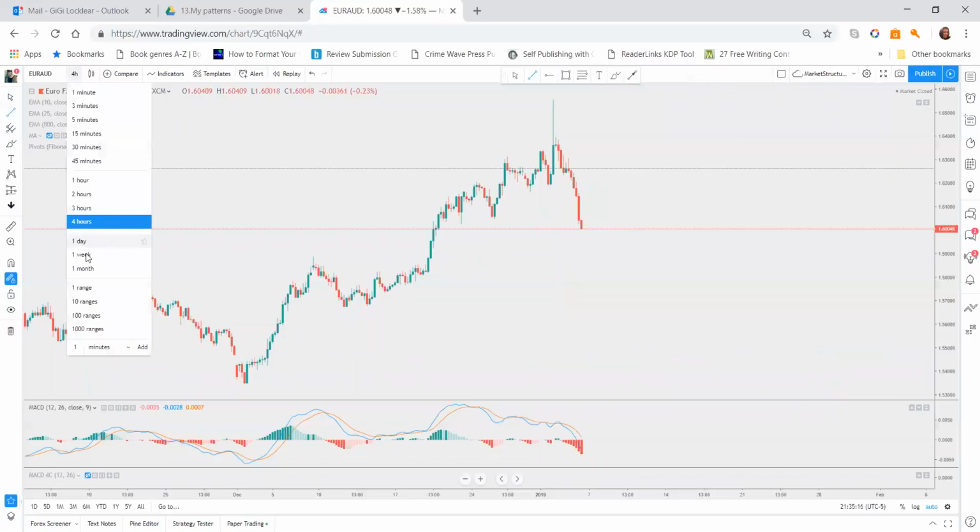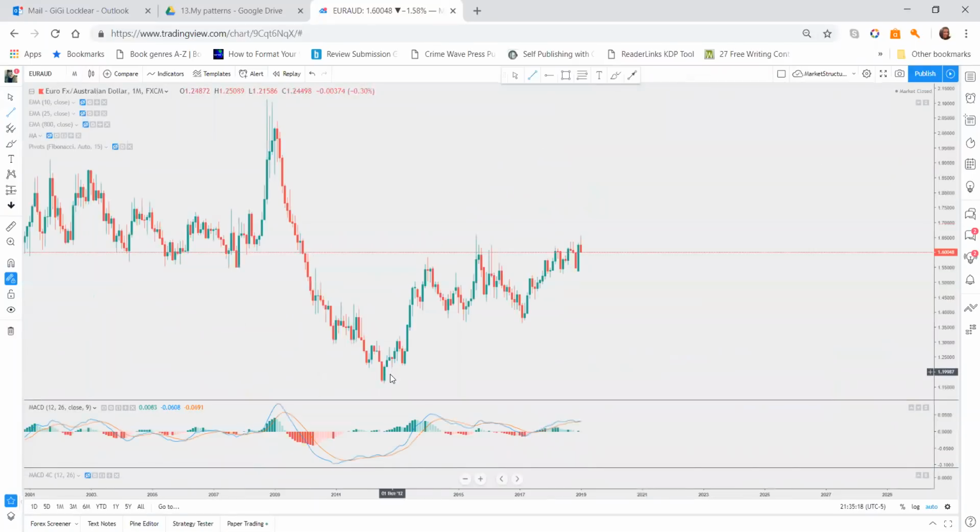All right, so we'll start on the monthly. We'll go with the most recent uptrend. I'm not worried about all this back here.